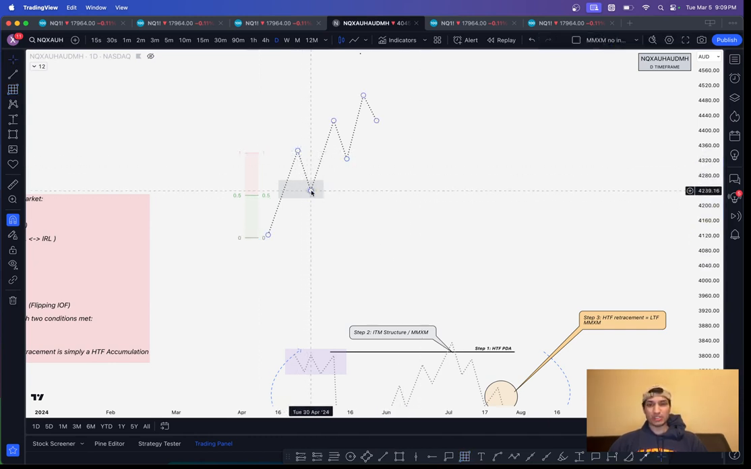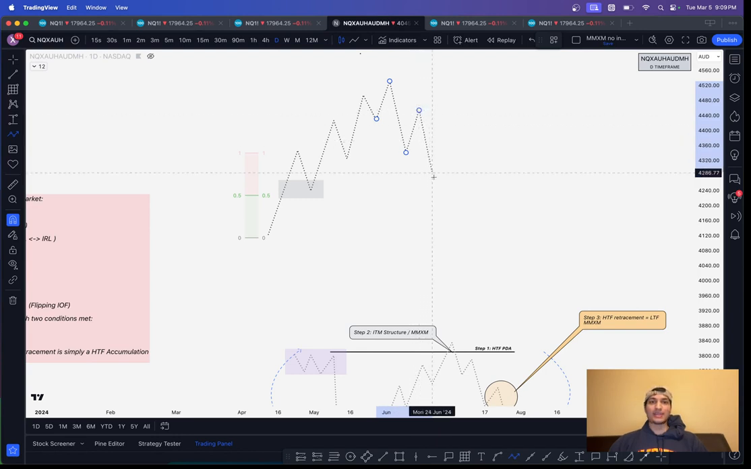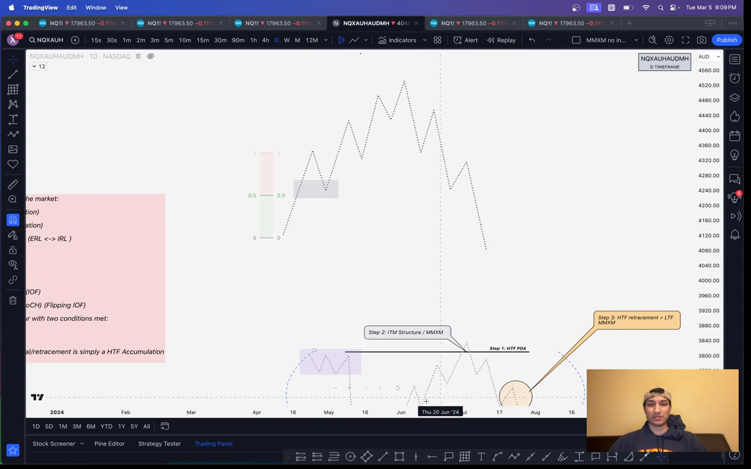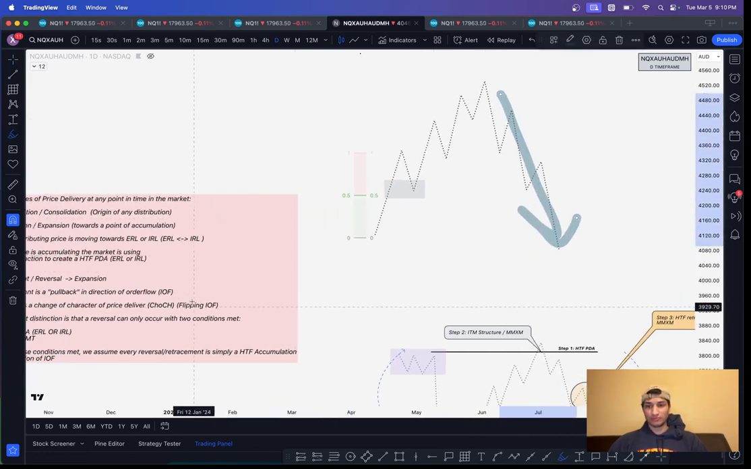But the difference between this retracement and something that might look like this, where we create a higher high, and then a lower low, and then a lower high, and then a lower low, and then we reverse our state of delivery, sometimes people call this a change of character, is that this form of expansion here is shifting the order flow. We're flipping it. We're going from bullish order flow to bearish order flow.